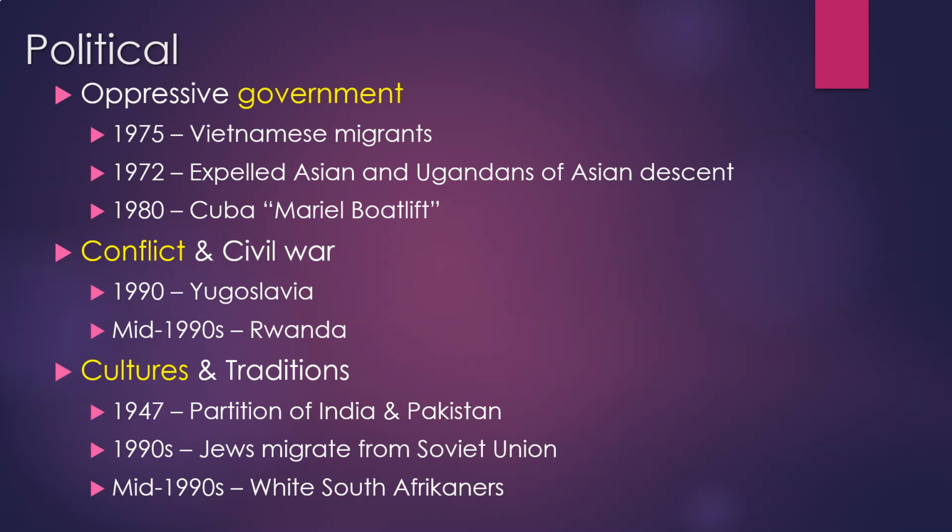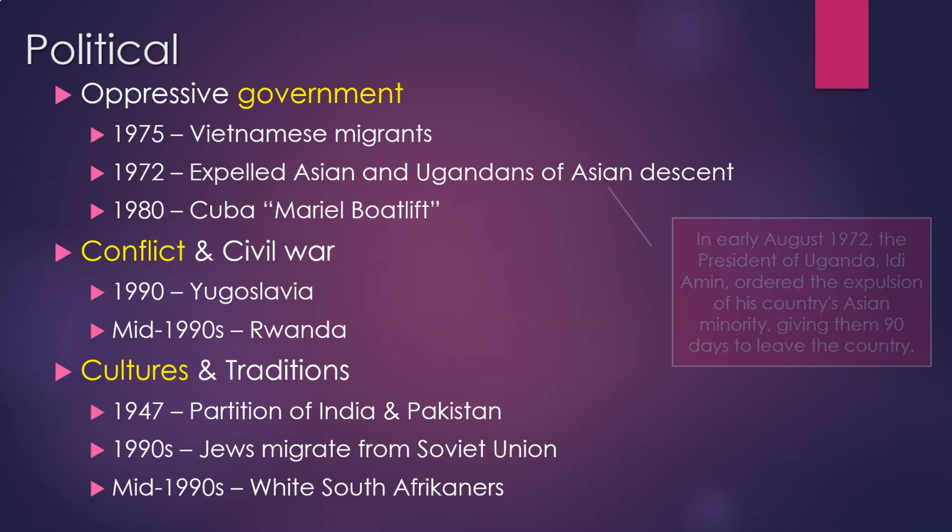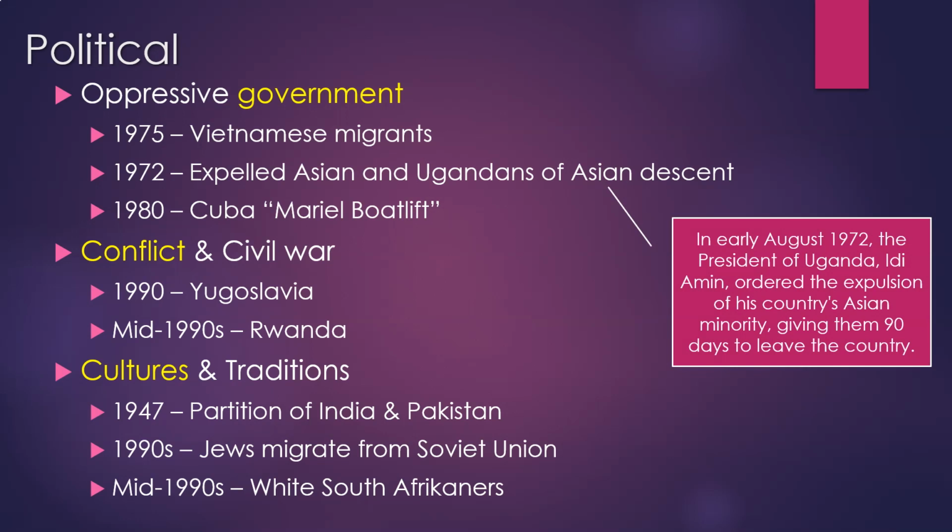So that's 1975. 1972, you may not be familiar with the dictator of Uganda, Idi Amin. He was brutal to his people. And at one point in August of 72, he ordered that all the Asian persons in Uganda leave, and he gave them just 90 days to leave. So they really had no choice but to do that.